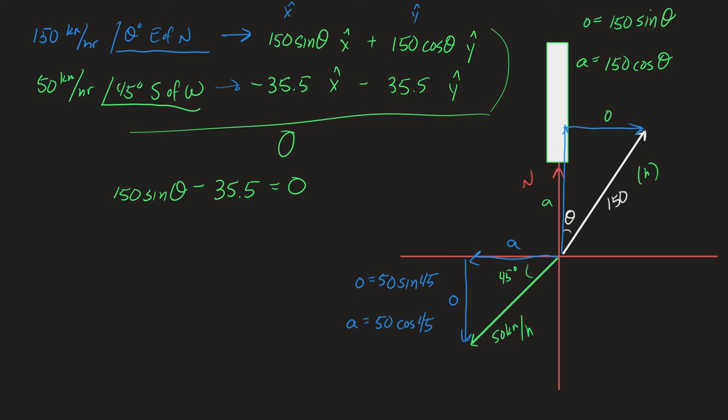Now, I can continue if you'd like, because that doesn't answer the question. It gives us part of the question. It tells us the angle the plane has to fly to successfully land. It doesn't tell us what the ground speed of the plane is, which is what we would have to do next. So we will need to find out what this angle is, which is the inverse sine of 35.5 divided by 150. I don't know what that is. You should figure it out.